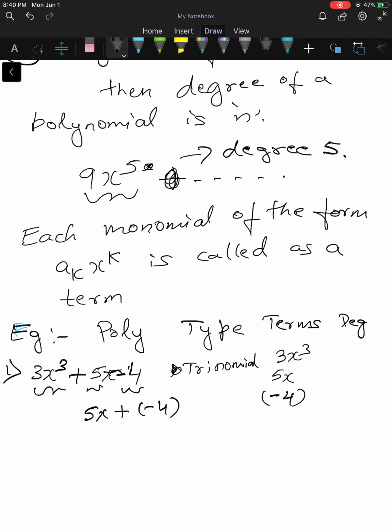Now we can operate the like terms. So 3x square minus 2x square would be just x square, and 3x plus x would be 4x, and 1 plus 5 would be 6. So this is how you do the addition or subtraction operation.